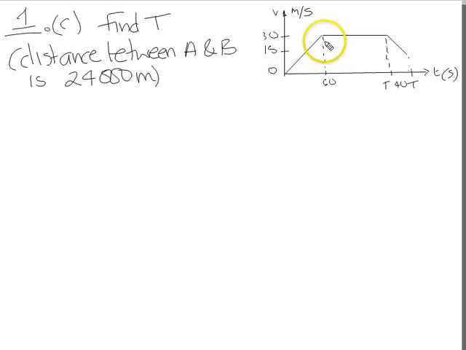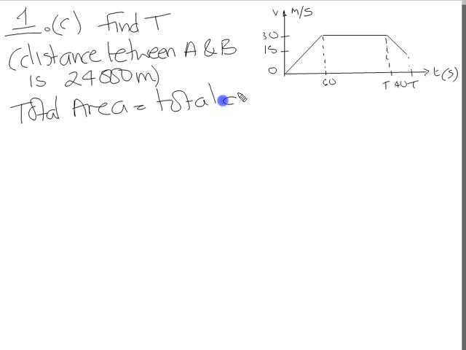We've already worked out this area here, it's 900. So total area equals total distance, okay? So 900 then is the first triangle, which we worked out from before.